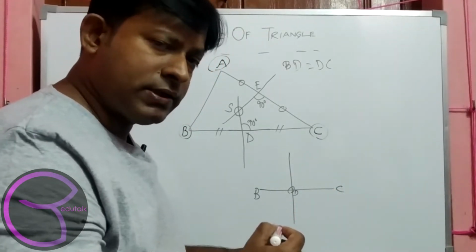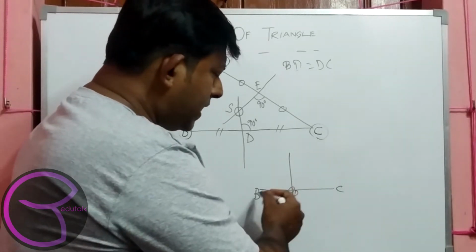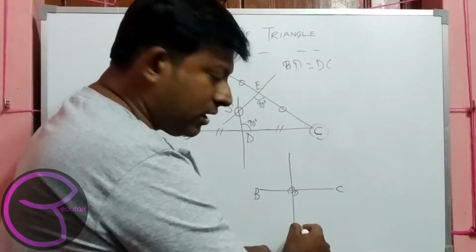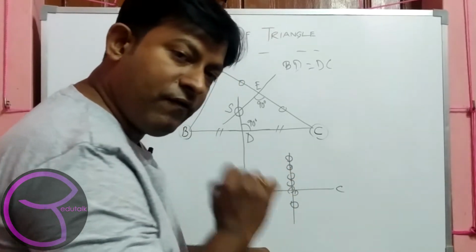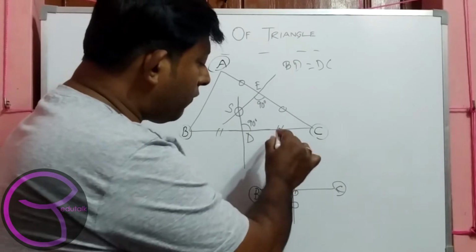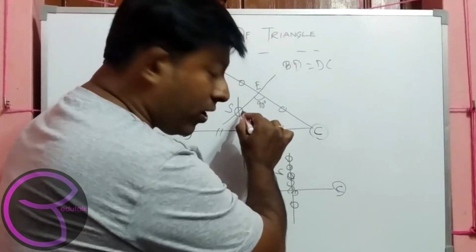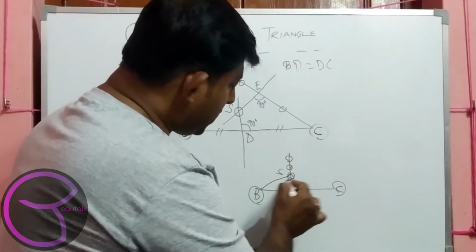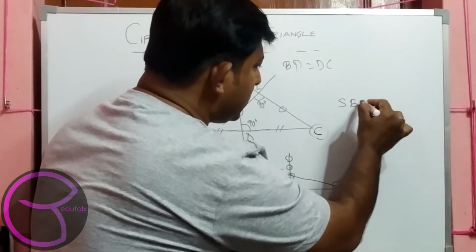So my question is, is only that point equidistant from B and C? No. All along the line, any point we get, numerous points are there, each and every point is equidistant from B and C. This is the property of the perpendicular bisector. Say this is the point S. So obviously, according to that logic, SB equals SC. So we can write SB equals SC.